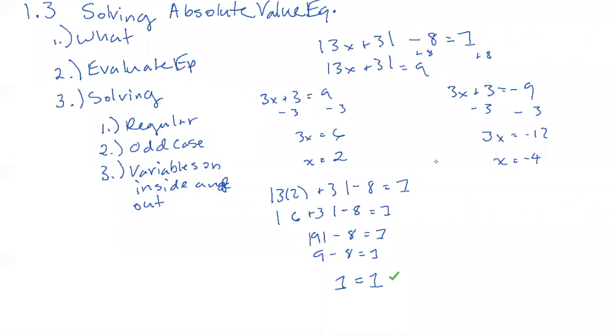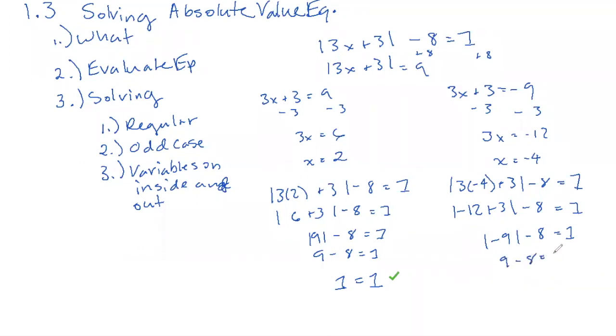Now, let's check the other one just to make sure. We've got the absolute value of 3 times negative 4 plus 3, minus 8 equals 1. Remember, we're just substituting the answers that we got back into the original problem, okay? So then we're going to have negative 12 plus 3, minus 8 equals 1. Negative 12 plus 3 is negative 9, minus 8 equals 1. The absolute value of negative 9 is just 9. Remember, it's the distance between 0 and negative 9, which is just 9. 9 minus 8 is 1, equals 1. Once again, we have checked it out.